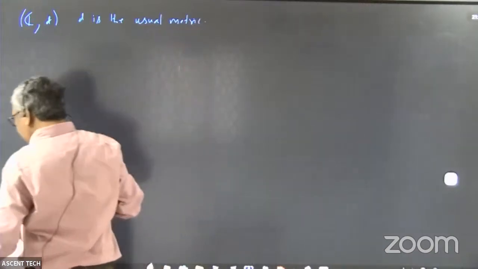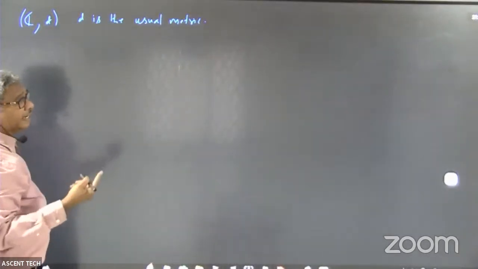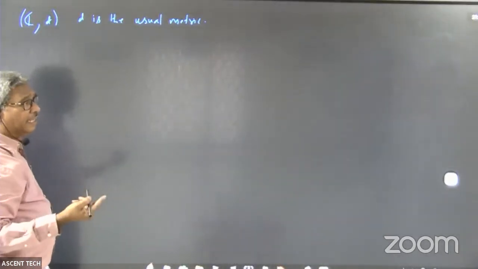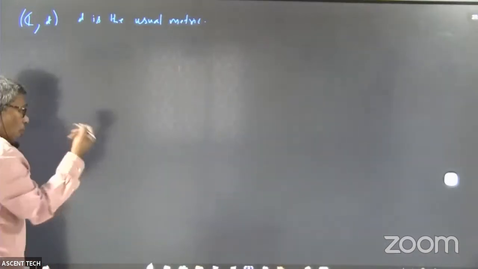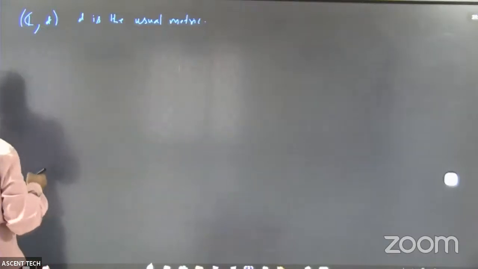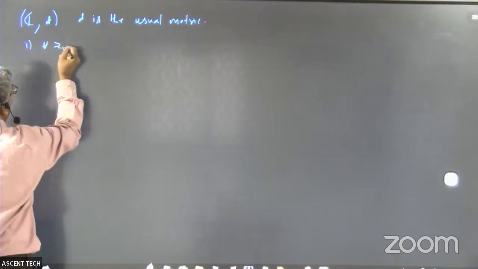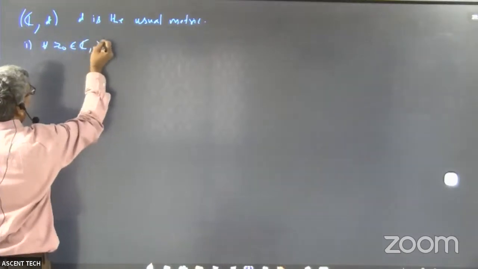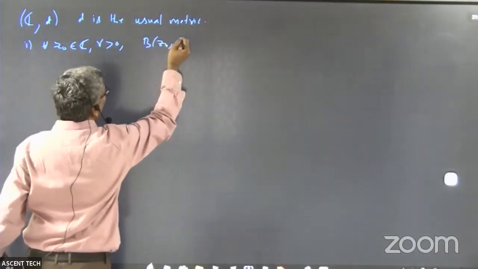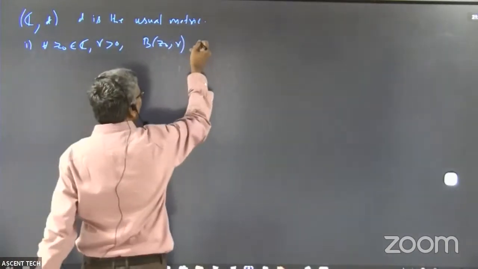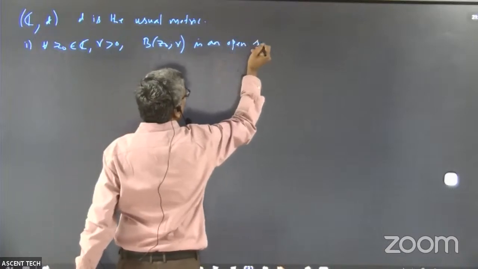I already told you that for the topology that I inherit in C, open sets are basically unions of open balls. Good. First one: any open ball, for every z0 in C and r greater than 0, B(z0, r) is an open set. It's a basic open set for us really.